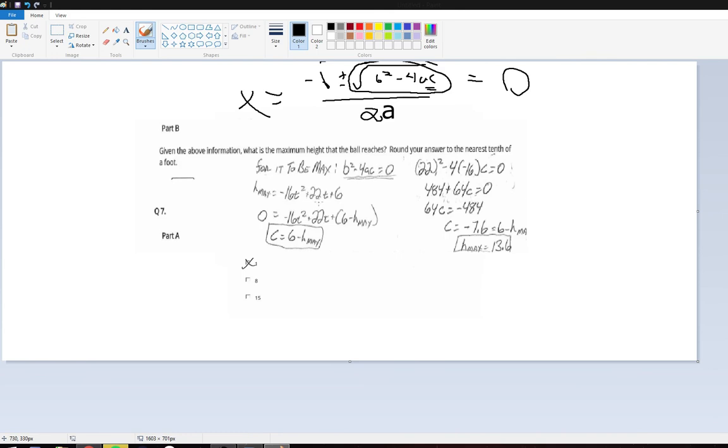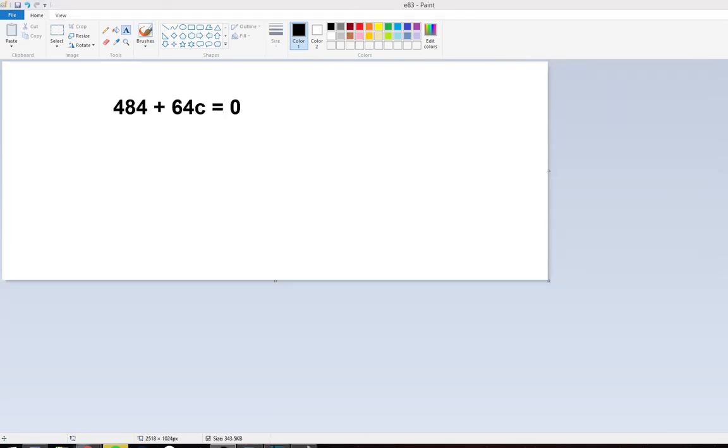So b squared would be pretty big, 484. Okay, and then 4a, a is 1. No, a is negative 16. I don't know why I thought it was 1. But since it's minus 4a, that would mean it's plus 64c. So pretty much all you got to do, divide both of these by 64, and you will get 7.6.